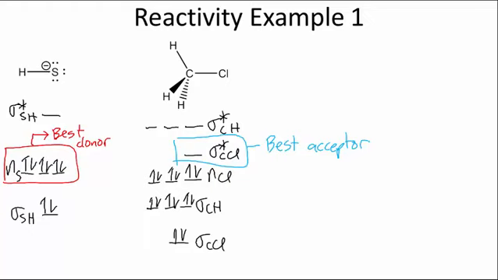So the question is, how can those react? Well, let me explain. I've identified what I think is going to donate and what I think is going to accept. Now the thing is, if the sulfur lone pair says, I want to donate to sigma star CCl, first of all, what does sigma star CCl look like?